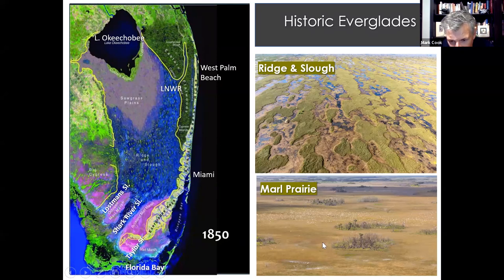And here we have these marl prairies. You can see that they're shallower, more grass-like. They really do look like prairies, but they would actually get to a foot, foot and a half deep during the wet season.